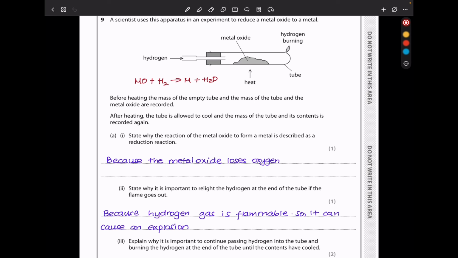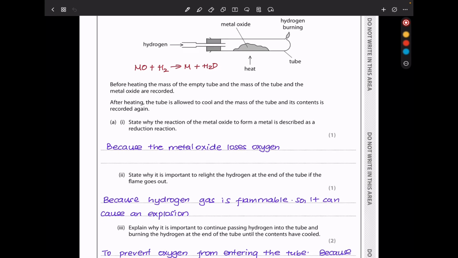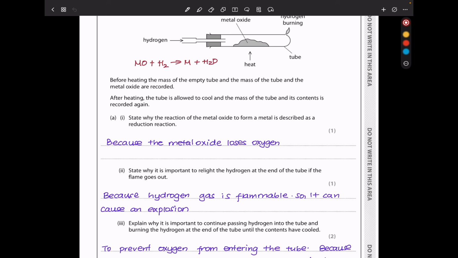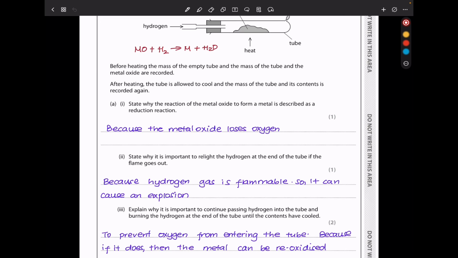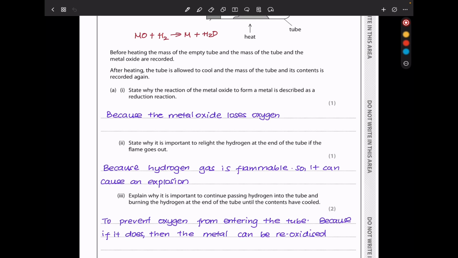So before heating, the mass of the empty tube and the mass of the tube and the metal oxide are recorded. After heating, the tube is allowed to cool and the mass of the tube and its contents is recorded again. Part A states why the reaction of the metal oxide to form a metal is described as a reduction reaction. Oxygen is lost by the metal oxide.